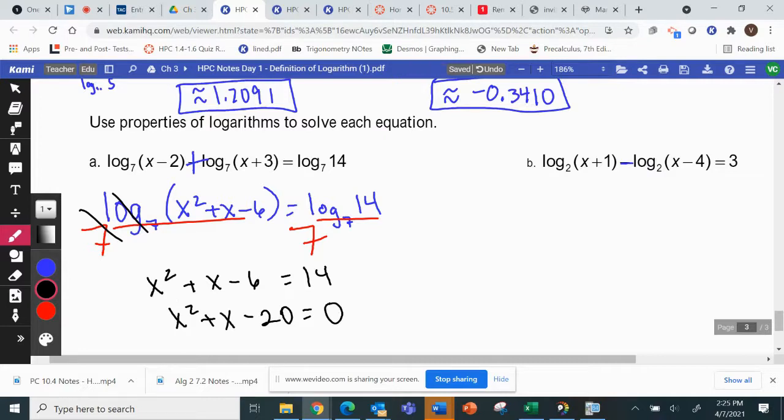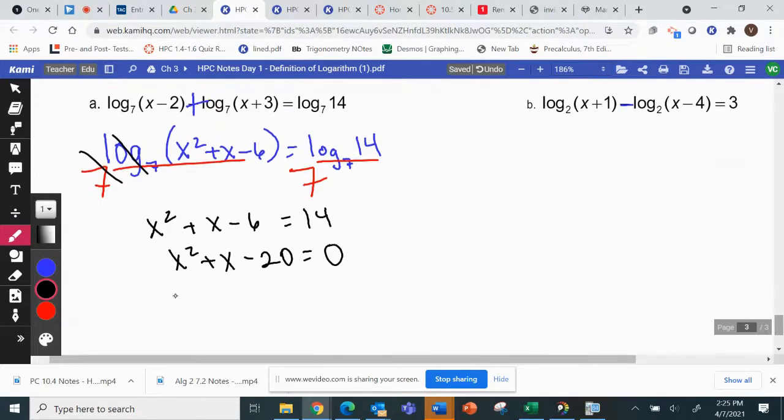So now I'm going to move that 20 over. But if you are leaving, just do it quietly. I'm going to move that 20 over and factor. And I get 2 solutions.